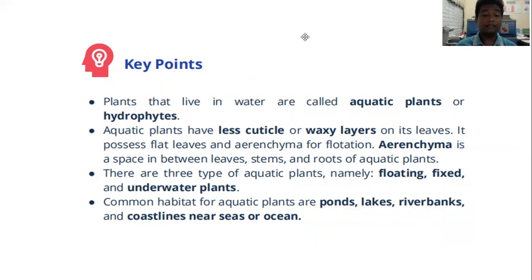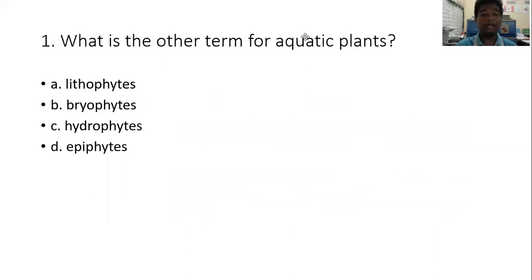Aerenchyma is a space in between leaves, stems, and roots of aquatic plants. There are three types of aquatic plants, namely floating, fixed, and underwater plants. So those are the three types of the aquatic plants. Now, common habitat for aquatic plants are ponds, lakes, riverbanks, and coastlines near seas or oceans. So let's proceed now to the question and answer.